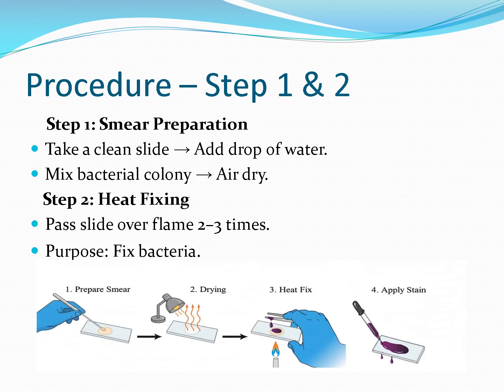Now let's see how to do gram staining step by step. Step 1 is smear preparation. Take a clean slide, add a drop of water and mix a little bit of bacterial culture to make a thin smear. Let it air dry completely. Step 2 is heat fixing, passing it through a flame 2 or 3 times. This helps the bacteria stick to the slide.